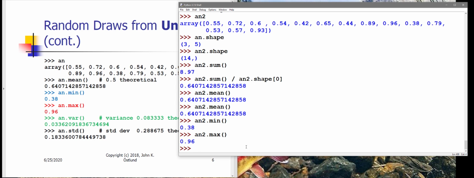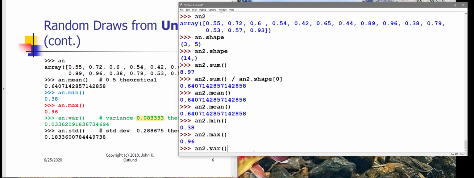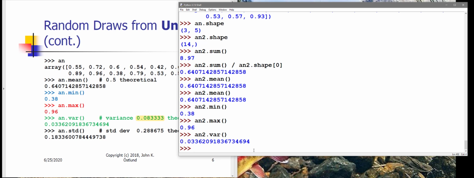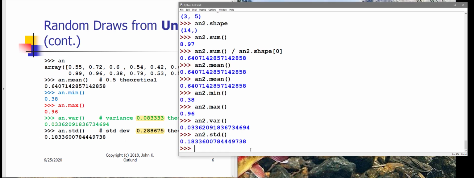If I ask for the variance of this data set, now the theoretical variance for the uniform interval on 0, 1 is going to be 0.08333, which is 1/12. But the variance for this particular sample is quite a ways off from that. And the standard deviation is simply the square root of the variance, which theoretically ought to be 0.288675, etc. There's more digits there. And again, the value that I get is different.